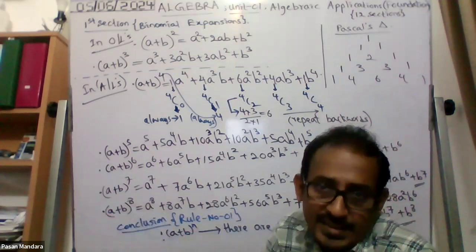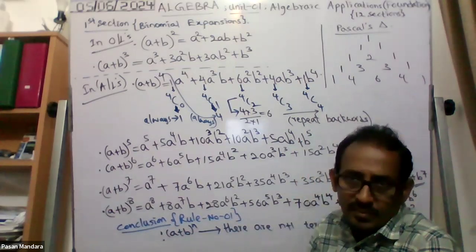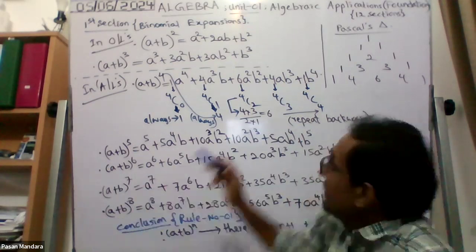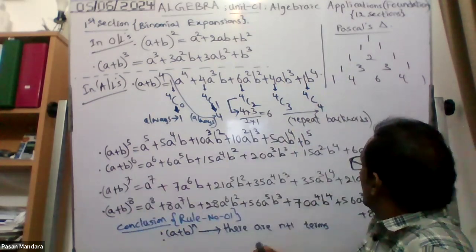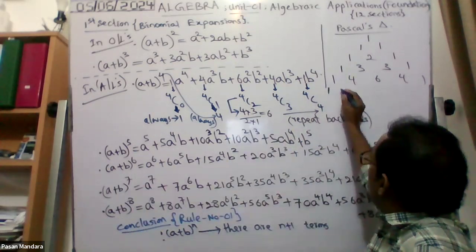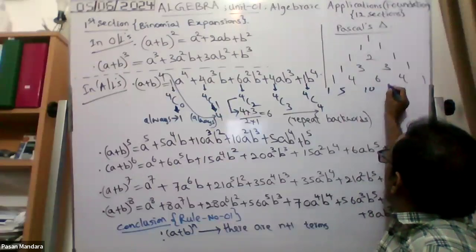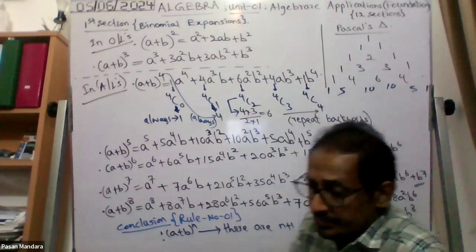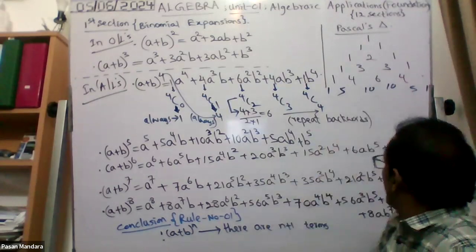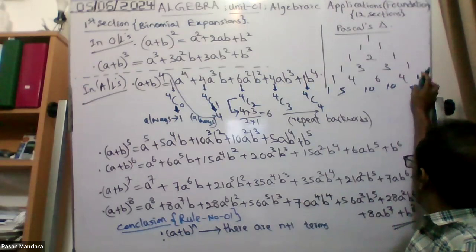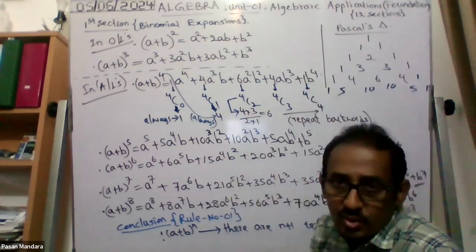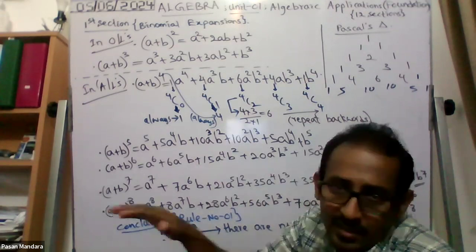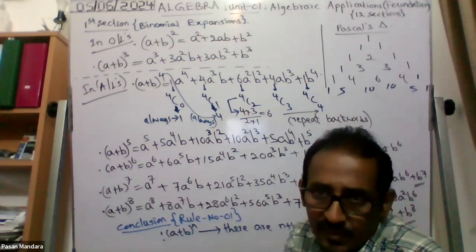10 means 11 lines. How to build up Pascal? Two corners, 1 and 1. In the middle addition. Next one comes 1 here, 5, 10, 10, 5, again 1. Like that. So I have written 6 lines. You write down 11 lines, that is up to power 10 expansion.